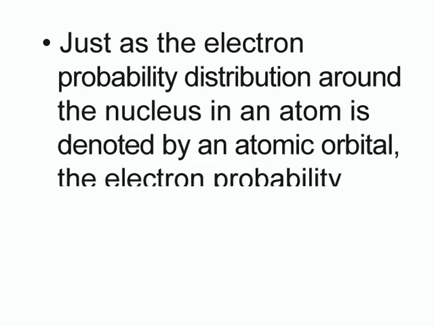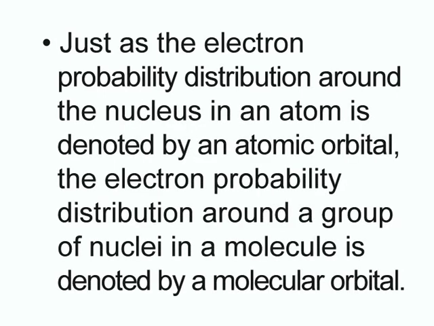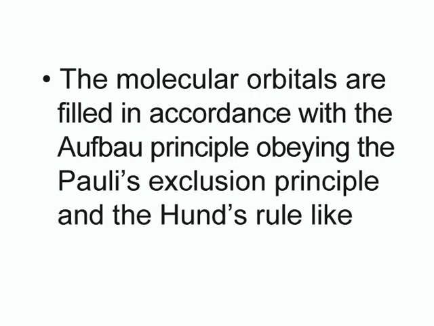Just as the electron probability distribution around the nucleus in an atom is denoted by an atomic orbital, the electron probability distribution around a group of nuclei in a molecule is denoted by a molecular orbital. The molecular orbitals are filled in accordance with the Aufbau principle, obeying the Pauli's exclusion principle and the Hund's rule like atomic orbitals.